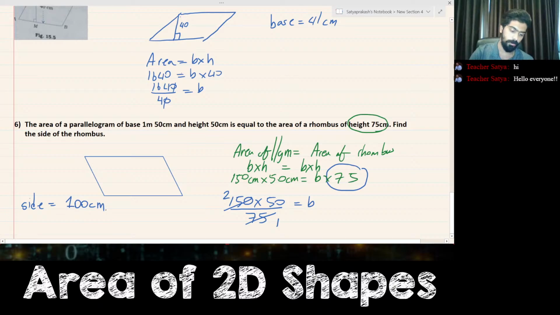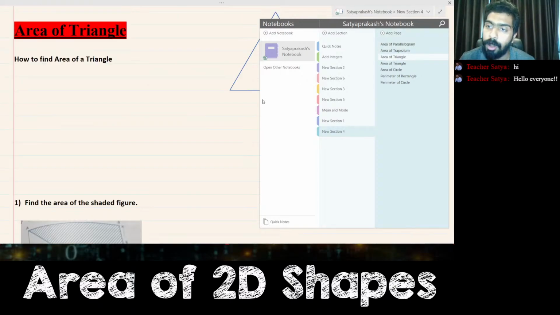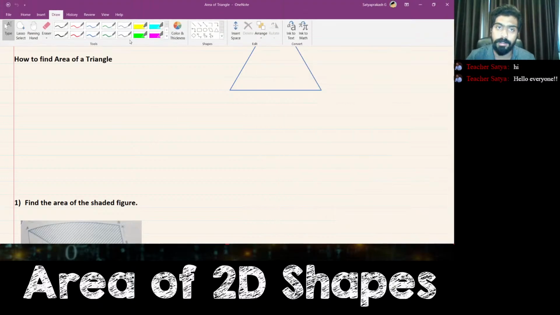Now let's see what we have here. Now this is what I will be teaching you on the area of a parallelogram. All right, guys. So this is how we find the area of a parallelogram. All right. Now the next one, what we will be looking at is the area of a triangle. All right, guys. Let's go to the area of a triangle.